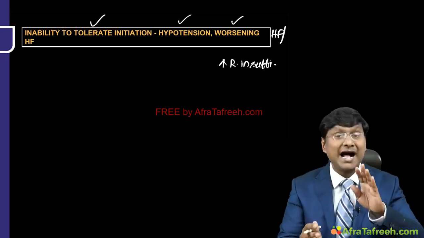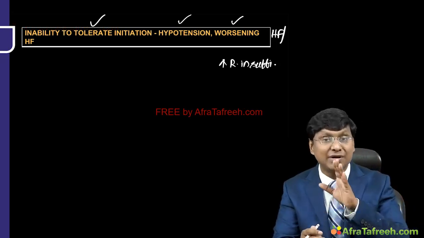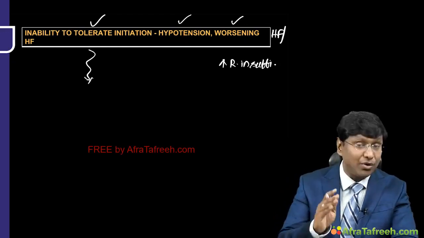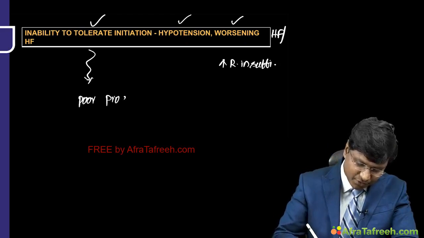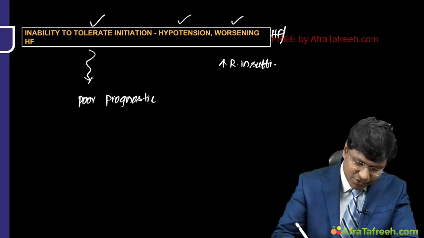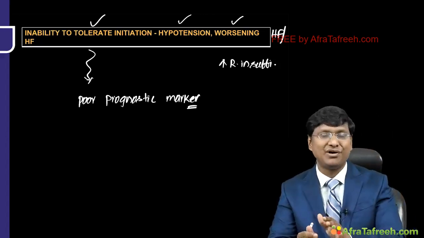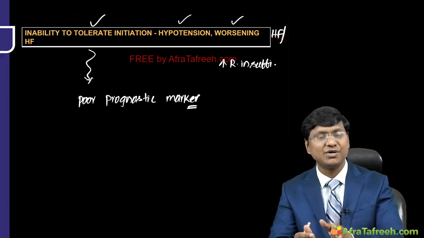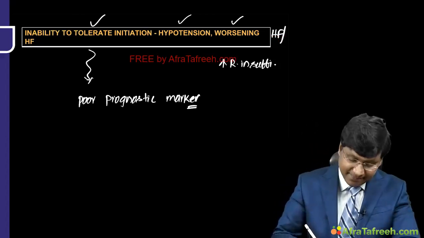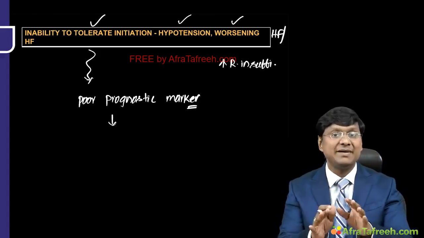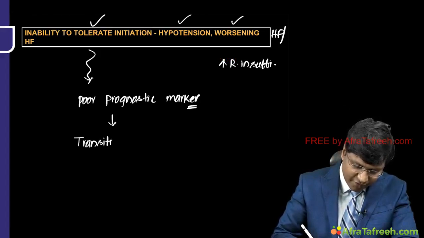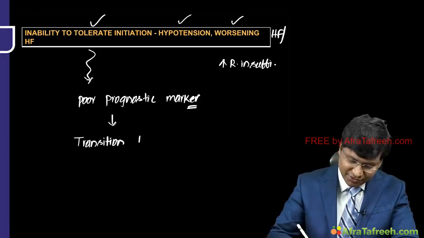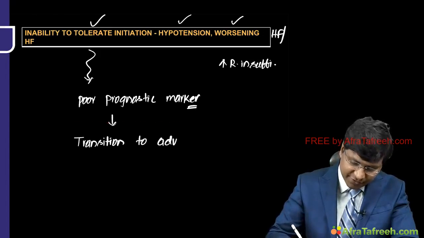If because of these parameters you are unable to start the neurohormonal antagonist, that is suggestive of a poor prognostic marker. So one of the poor prognostic markers for heart failure is the inability to start neurohormonal antagonists because of hypotension or because of renal impairment. And this tells you that it is a cardinal manifestation of transition to advanced heart failure.